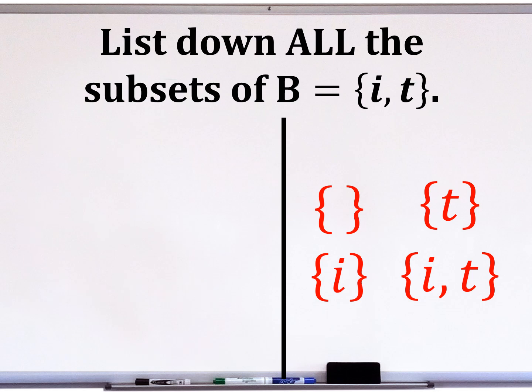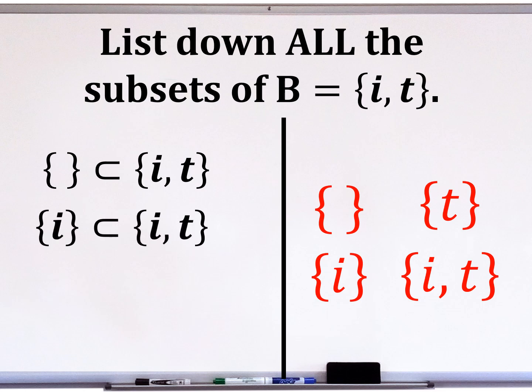Okay, so since we are already done determining the 4 subsets of B, what if we relate the given subsets to the set itself? As you can see here, the null set is a proper subset of set B. The next one is the subset containing only 1 element, and that is the subset containing I as its element. So still, this can be read as a proper subset of set B.